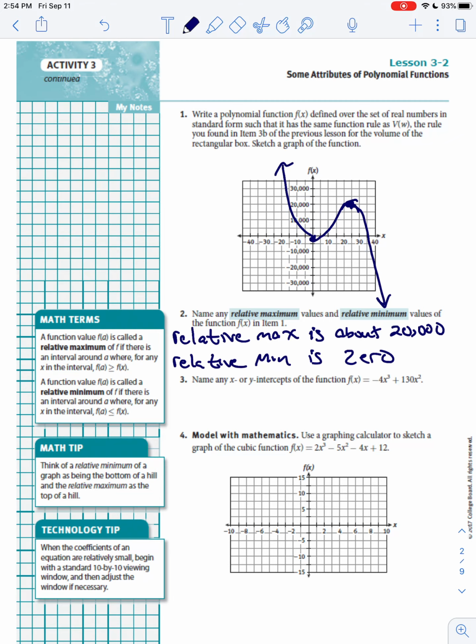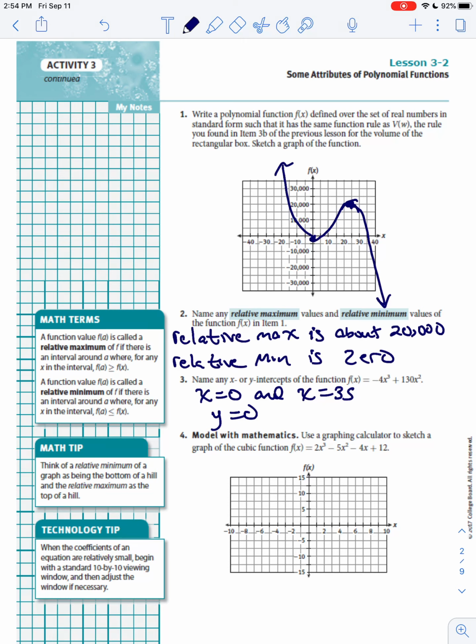Now looking at a graph, we can also name some x and y intercepts. We can see there are places where this graph crosses the x-axis. The graph crosses the x-axis at x equals 0, and it also crosses over here at x equals 35. So my x-intercepts are x equals 0 and x equals 35. My y-intercept is also at 0, so y equals 0. That's where the graph crosses the y-axis.